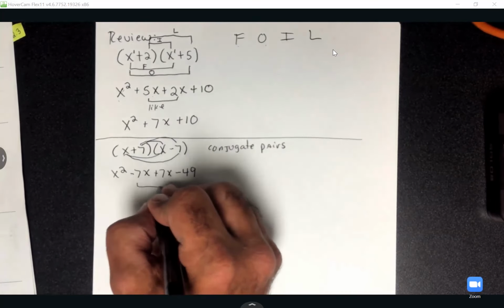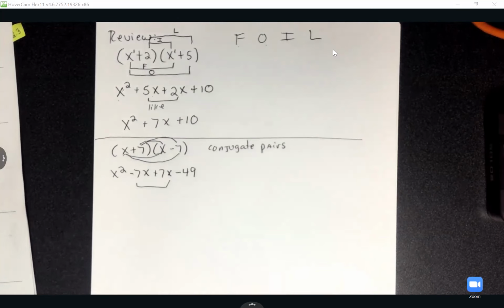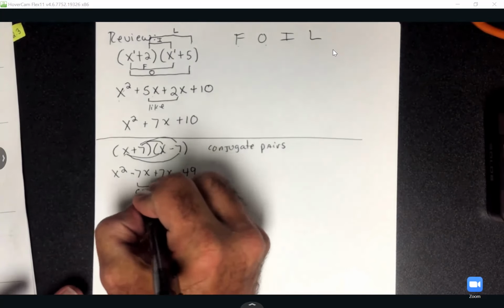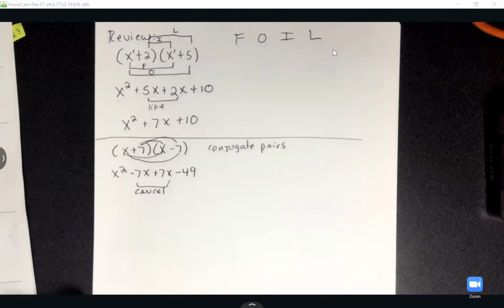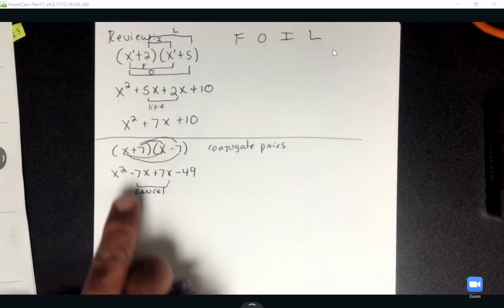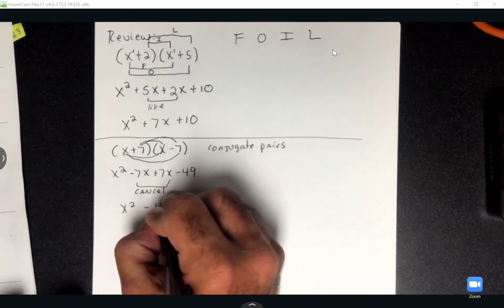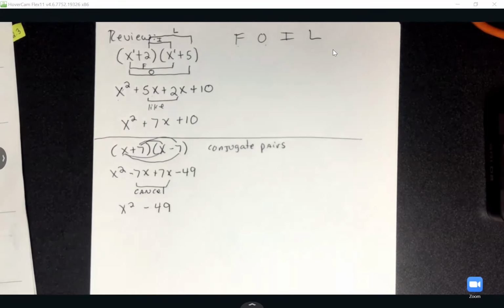So what I'm looking at is my middle. So since one of them is a -7X, one of them is a positive 7X, these are going to cancel out. There you go. Perfect. So that all we get is what, our X squared, and then bring down our -49.